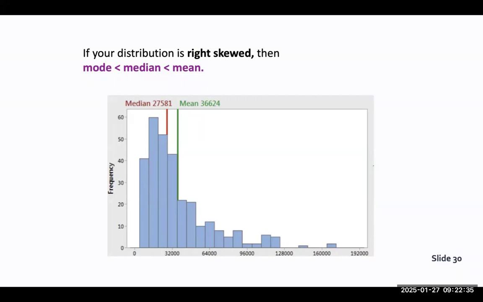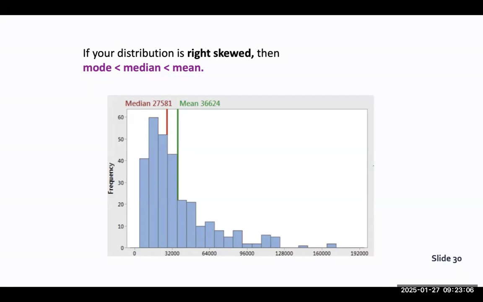When the data is right skewed, you can see we have outliers. The outliers are going to pull the mean towards the outliers. If the outliers are on the right, it's going to pull the mean to the right. So you can see in this image, the mode is the tallest bar, but the median is a little bit to the right of the mode, but the mean is even further right.